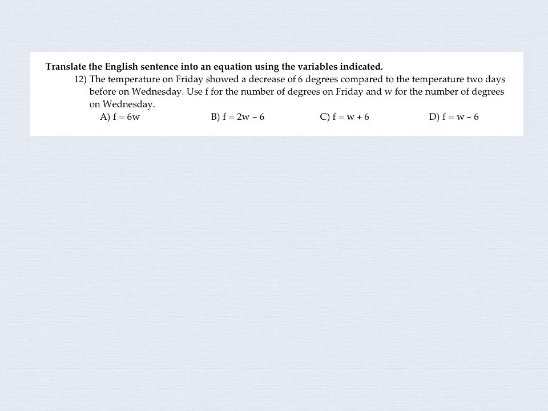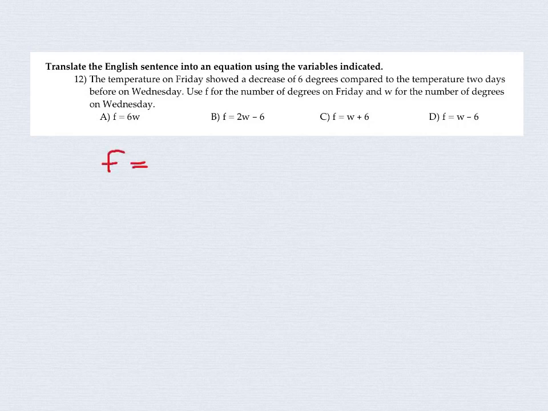Number 12 is a little blurry. It says translate the English sentence into an equation using the variables indicated. The temperature on Friday showed a decrease of 6 degrees compared to 2 days before on Wednesday. Use F for the number of degrees on Friday and W for the number of degrees on Wednesday. So write down what that just said in English.